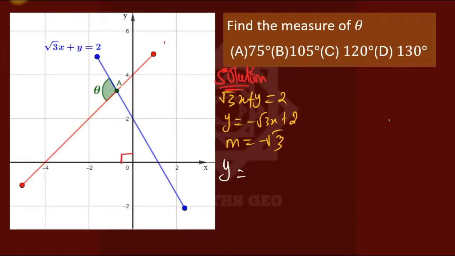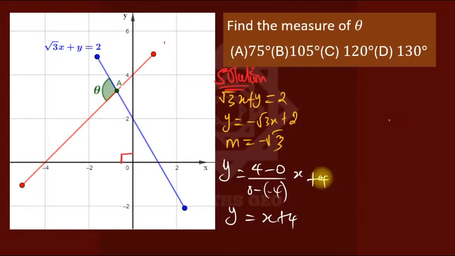M is the slope, which is change in y over change in x. So change in y is 4 minus 0, over 0 minus 4. And the y-intercept is 4. So that's the equation for the second line, which is y equals 4 over 4 x plus 4. That's the equation of the second line, making the slope 1.